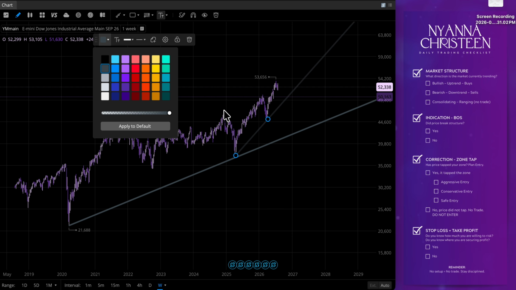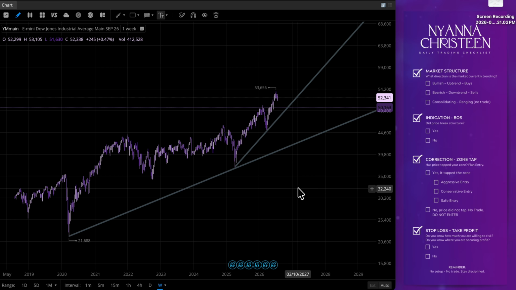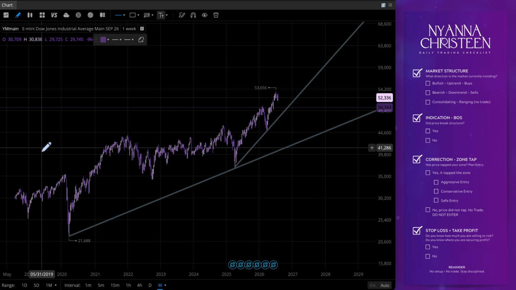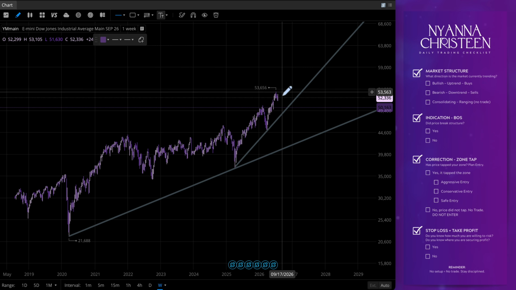Boom. So we have our trend lines. That's it. Trend lines are done. Now we're going to go to our key levels. I use the horizontal line. For our key levels on the weekly, I'm going to mark our highest one, our all-time high, which is right here.